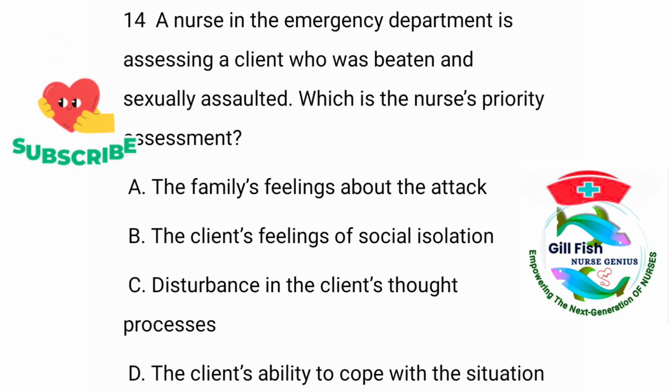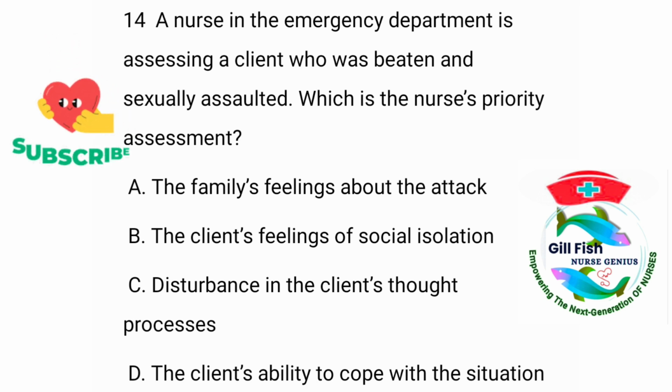A nurse in the emergency department is assessing a client who was beaten and sexually assaulted. Which is the nurse's priority assessment? Option A, family feelings about the attack. Option B, the client's feelings of social isolation. Option C, disturbance in the client's thought process. Option D, the client's ability to cope with the situation. So what is the correct answer?